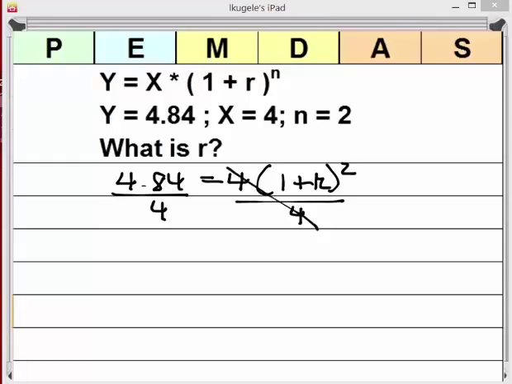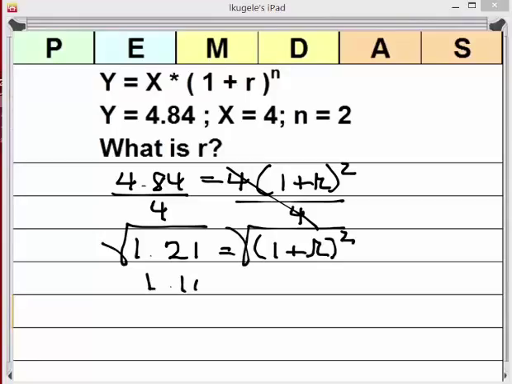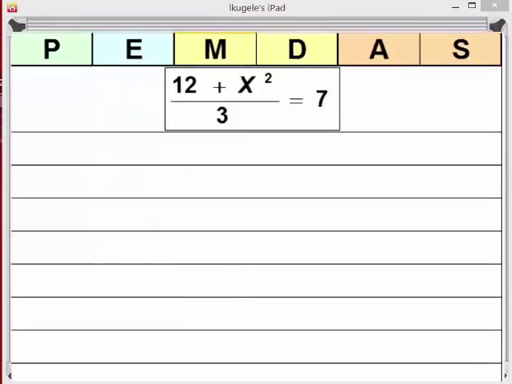Gets rid of that and gives us 1.21 is equal to 1 plus r squared. Take the square root of both sides and we get 1.10 is equal to 1 plus r. r is equal to 0.10. Not too bad. Let's try our third one.